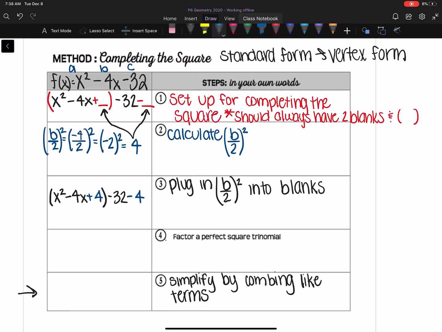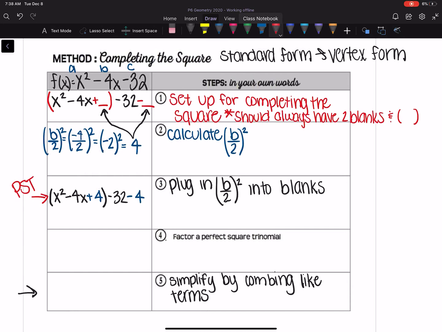In completing the square and finding that b divided by 2 squared value, I end up making a perfect square trinomial inside these parentheses. If you remember, our perfect square trinomial allows us to do that shortcut factoring method that gets us to the vertex form with that binomial that's squared.